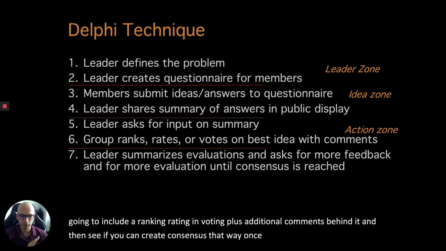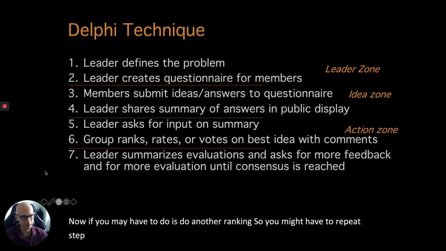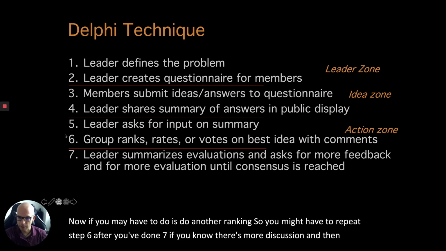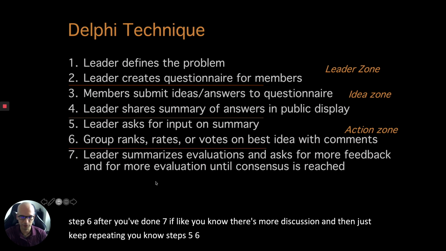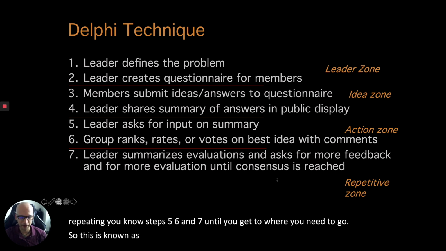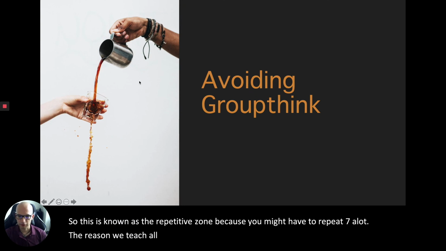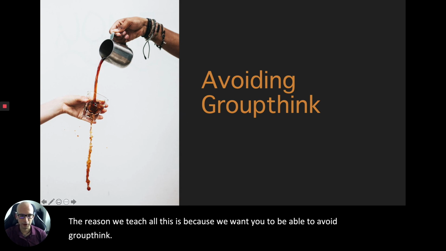Now, what you may have to do is another ranking, so you might have to repeat step 6 after you've done 7, if there's more discussion, and then just keep repeating steps 5, 6, and 7 until you get to where you need to go. So this is known as the repetitive zone because you might have to repeat 7 a lot. Now, the reason we teach all this is because we want you to be able to avoid groupthink. And we'll talk about groupthink next.